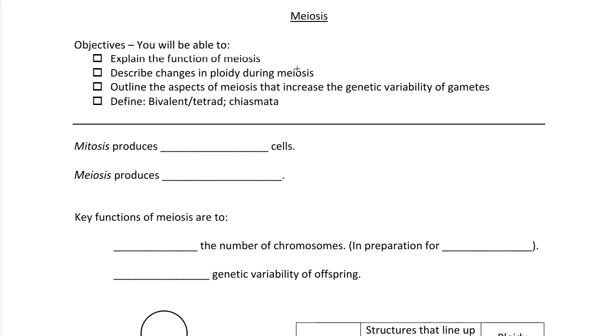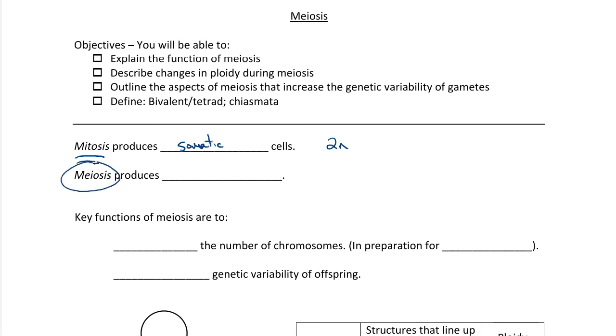This lesson provides an overview of meiosis, and here are your objectives. First, let's go back to mitosis. Mitosis produces body cells, or somatic cells. So all the cells in your body except for gametes, sperm and egg cells. And somatic cells, or body cells, are diploid, or 2N. They contain two full sets of chromosomes, one from your mom, one from your dad.